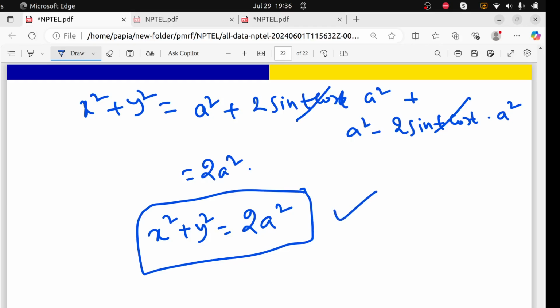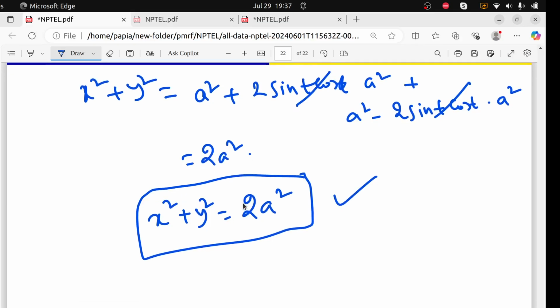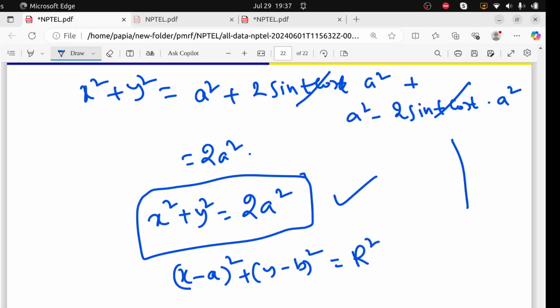Yes. Conic sections. It's the equation of a circle, great. It's the equation of a circle because for a circle the general equation is x minus a whole square plus y minus b whole square equals r square. So this is a circle with center at (a, b) and radius r.